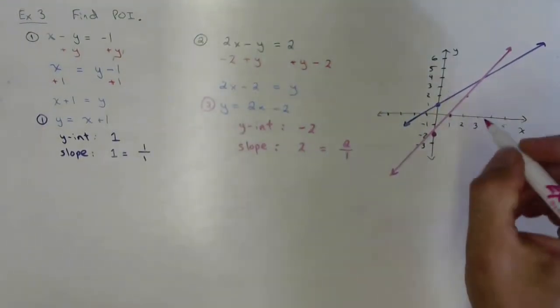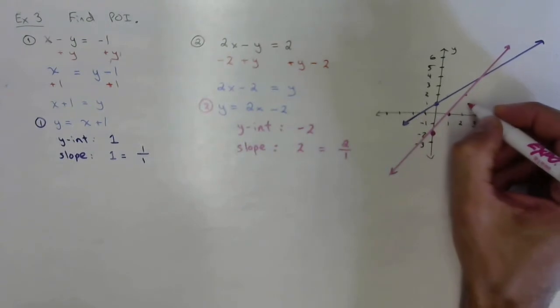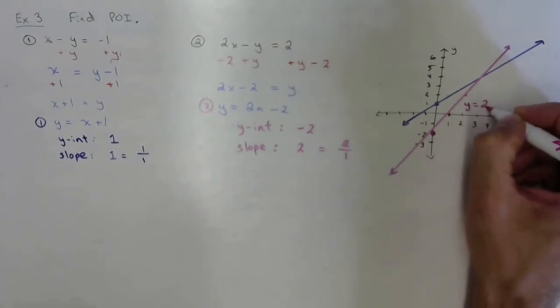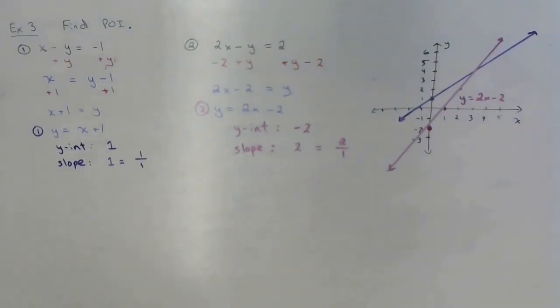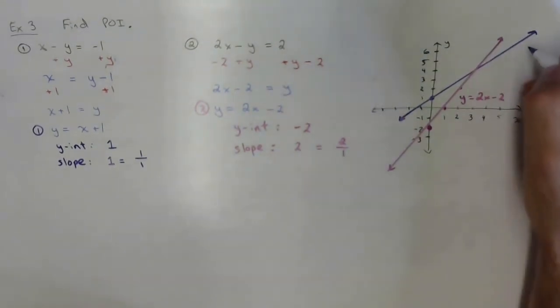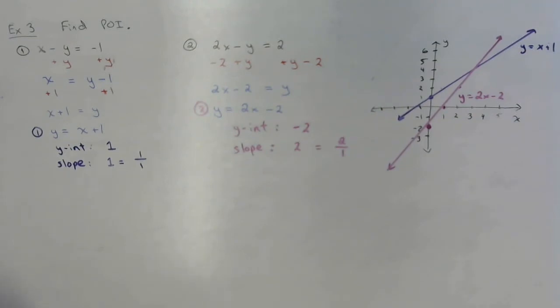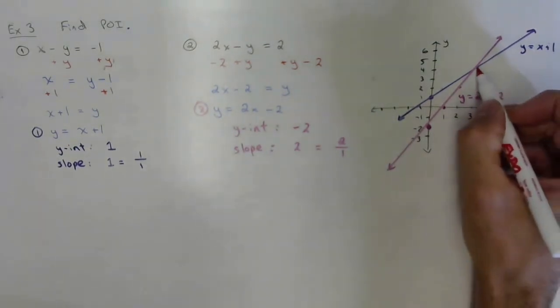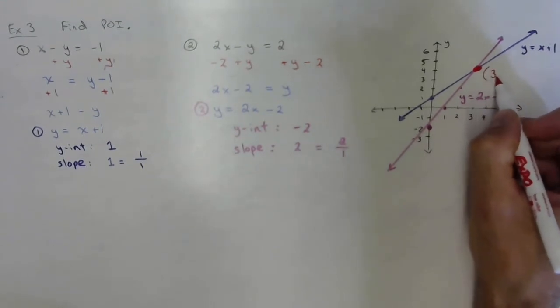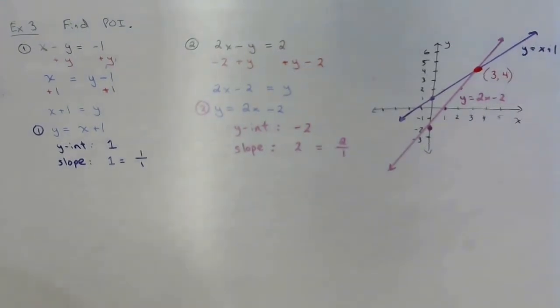When I draw my lines, I also want to make sure I label them. So equation 2 was y equals 2x minus 2. Equation 1 was y equals x plus 1. And I want to note my point of intersection, which turned out pretty good. What did you guys get? 3, 4. Good. 3, 4 is the point of intersection.